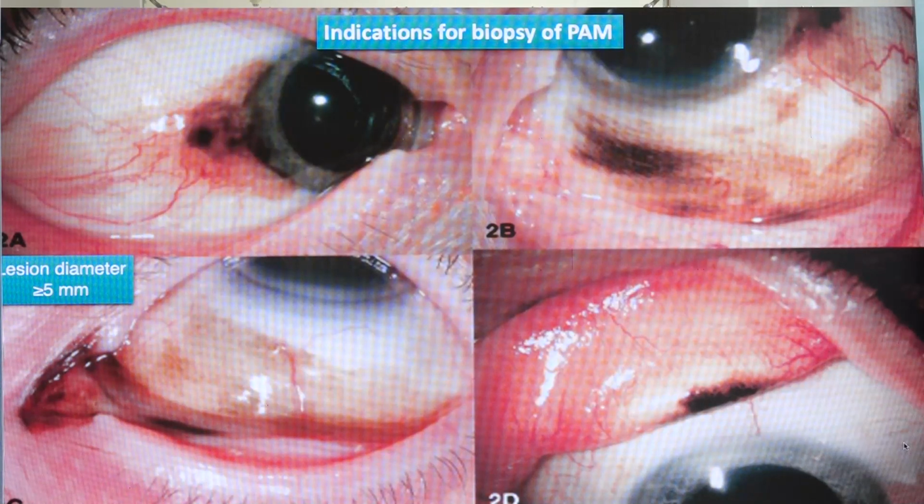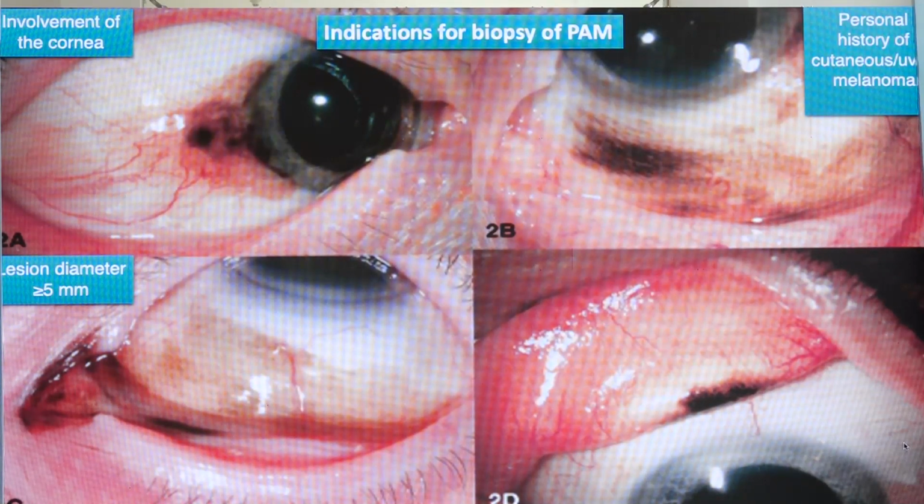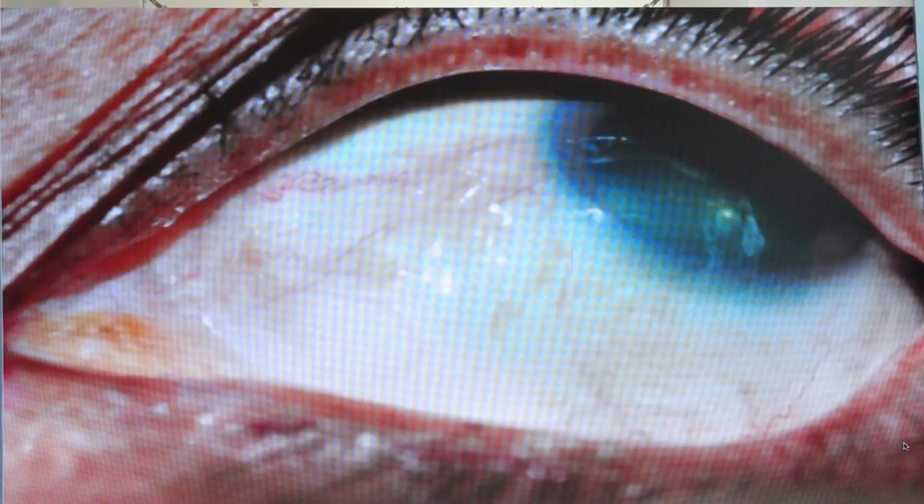First, it is growing more than 5 millimeters. Secondly, it is involving the cornea. Thirdly, there is a history of melanoma anywhere else in the body, and you are seeing the patient over years together, and you see that there is pigmentation and an increase in the mass. That is the time that you do a biopsy for the PAM to see whether it has the typical changes or not. Depending on that, the rest of the treatment goes on.